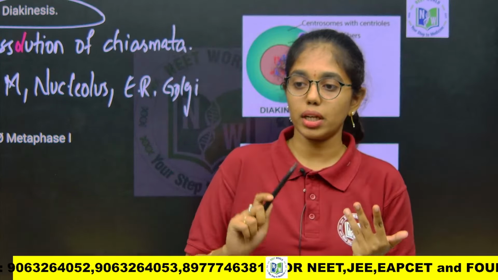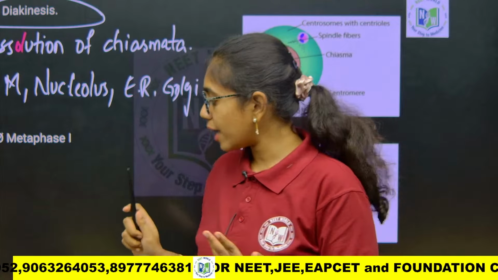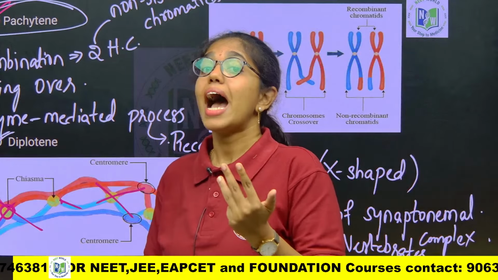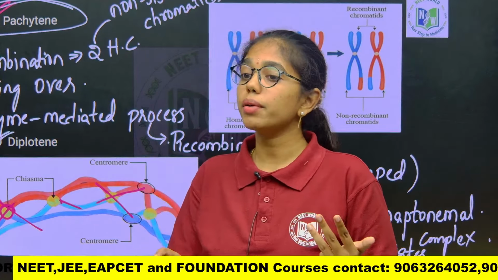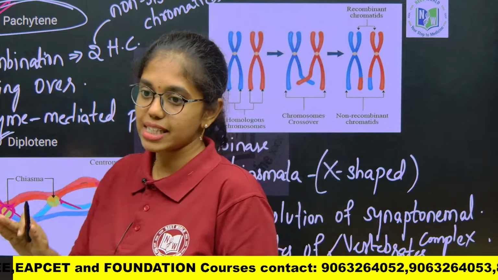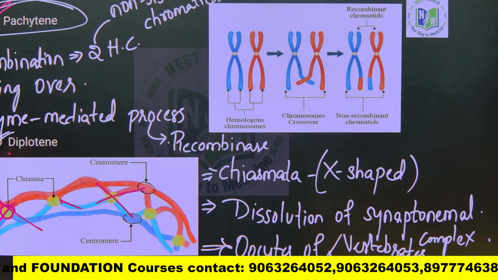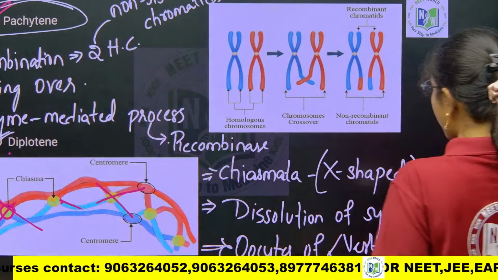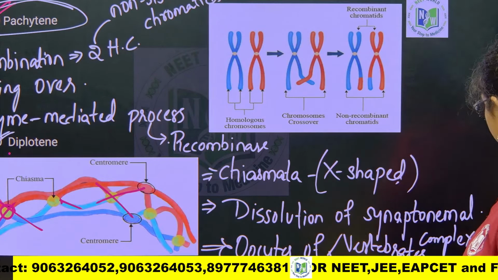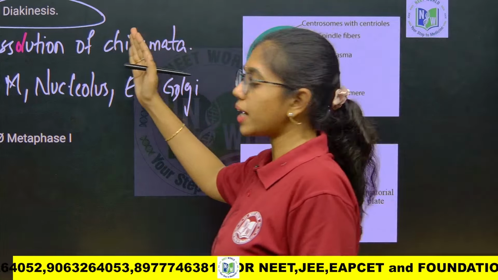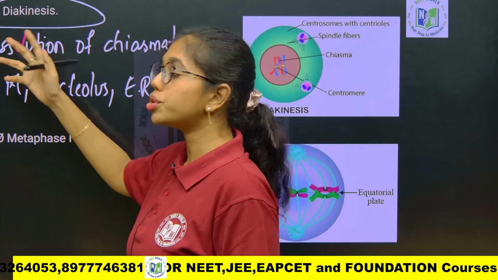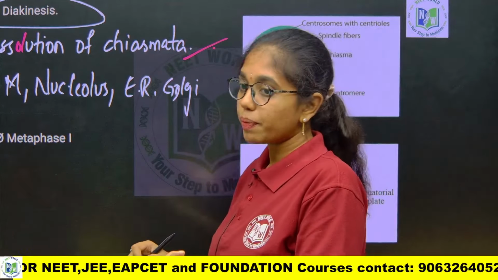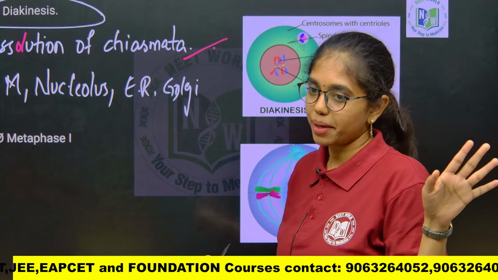Fourth is diplotene. In diplotene, there are two major events to remember: dissolution of the synaptonemal complex, and oocytes of vertebrates and invertebrates will cease their cell division in this substage of prophase I. X-shaped structures are observed, the formation of chiasmata. And the last substage is diakinesis, wherein dissolution of chiasmata is seen, and the nuclear membrane, nucleolus, endoplasmic reticulum and Golgi bodies will disappear.